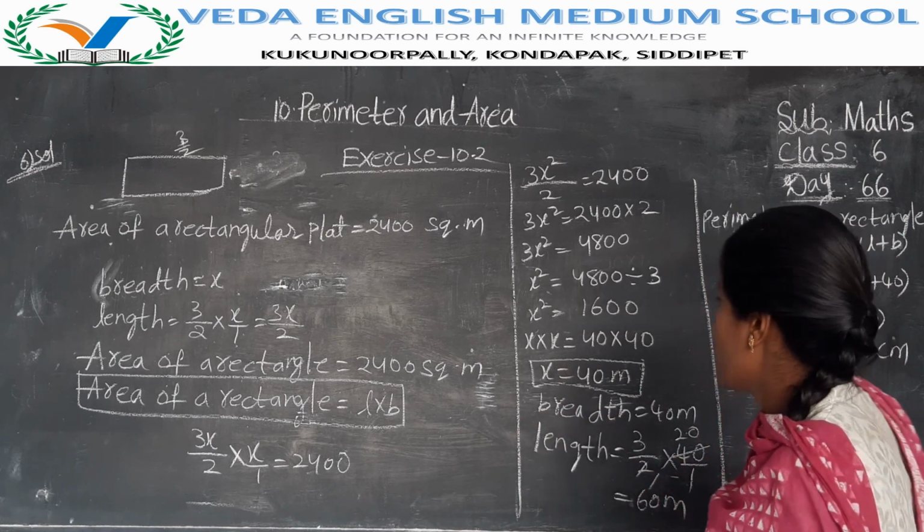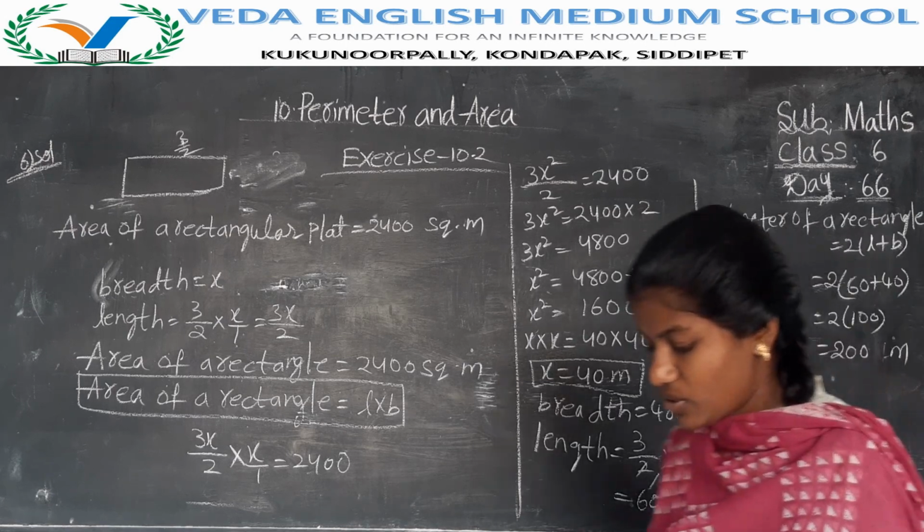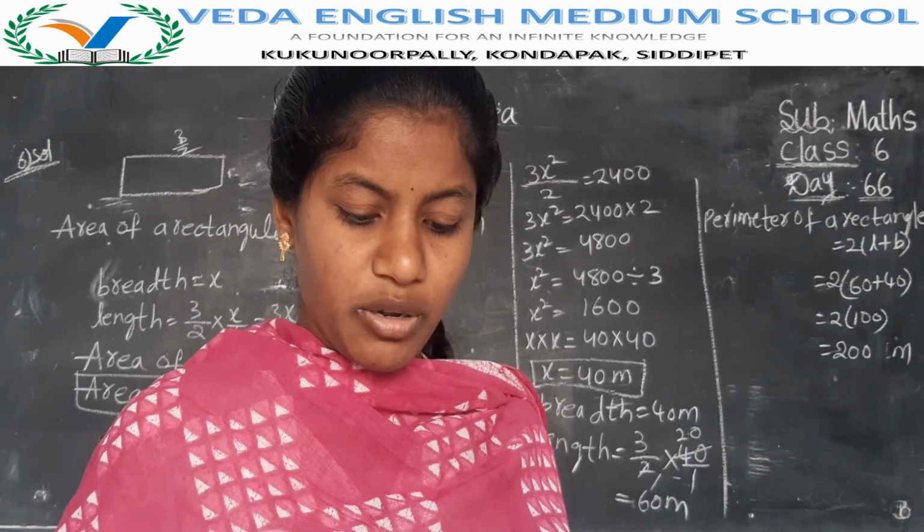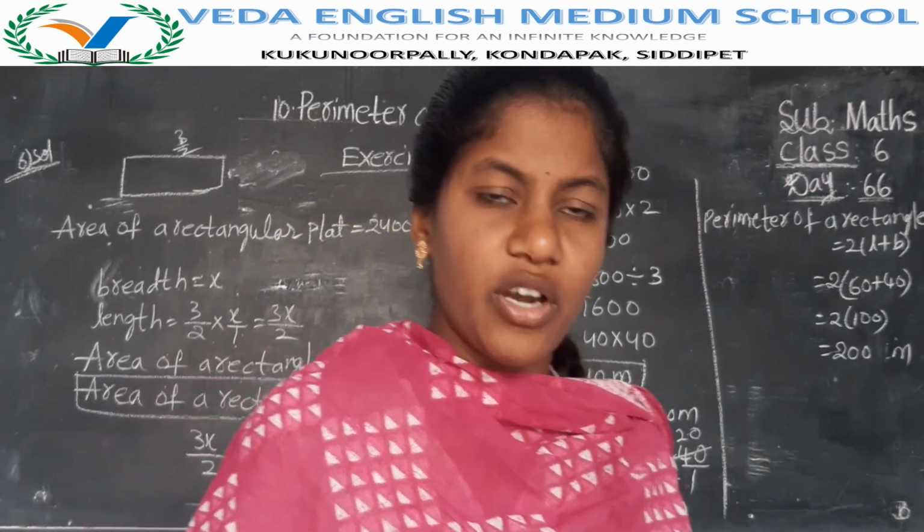So 200 meters only, not centimeters. Up to here you have to complete your homework. The remaining problems 7, 8, 9, 10, 11, 12 we will learn in the next class. Up to here you have to complete, okay children?